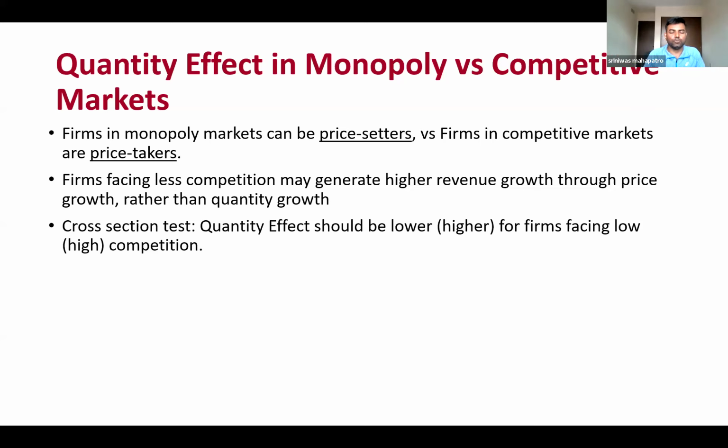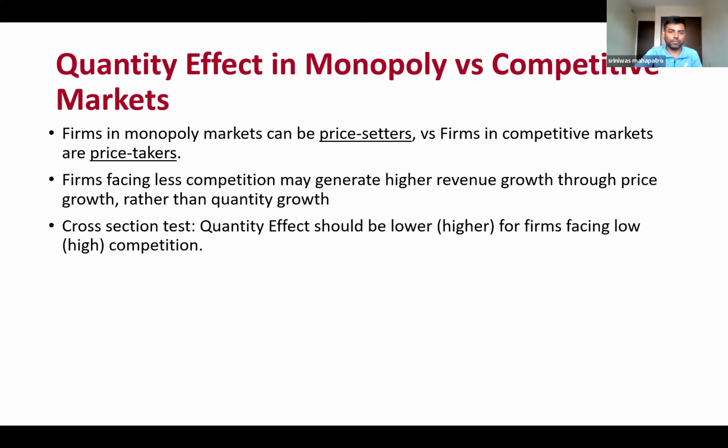It doesn't have to be only quantity growth, because they can actually stop production when their marginal revenue is equal to marginal cost, and they might charge higher and get higher abnormal profits. So in the cross-section test, what we try to find out is whether the quantity effect that we are showing, which leads to persistent revenue growth, is lower in monopoly firms as compared to competitive firms.